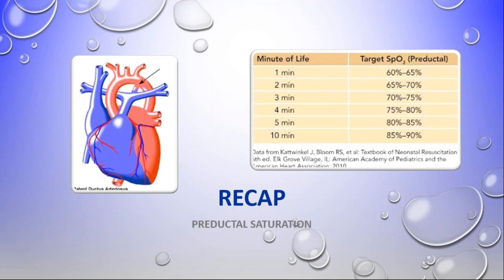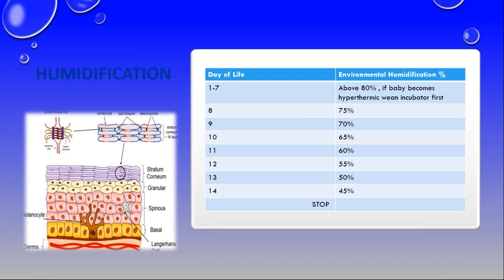That is important. Humidification, I think a lot of us realized how important humidification is, especially in the micro premie, and where we're going with that. And I think that perhaps we didn't explain it completely clearly to you. So the micro premie has a very thin skin. The stratum corneum and the granular layer, these areas here are very, very thin initially. And it takes about 14 days for the skin to mature or to keratinize.